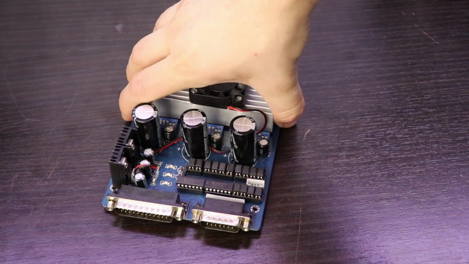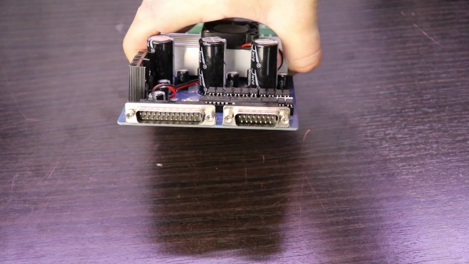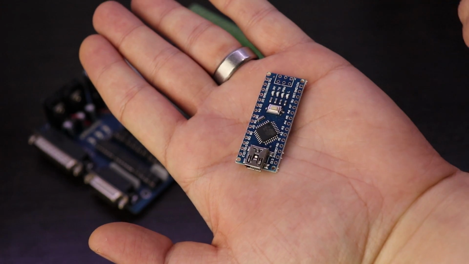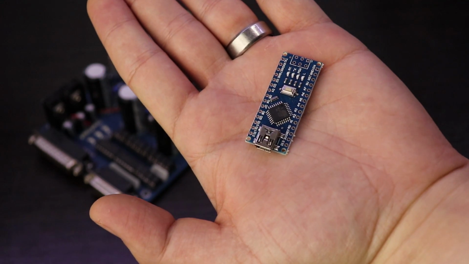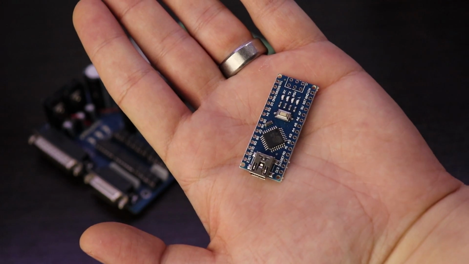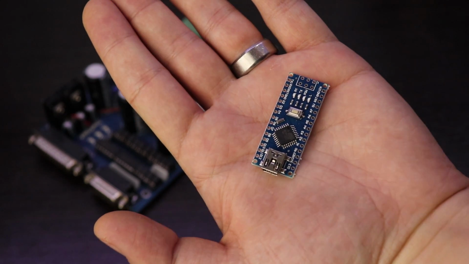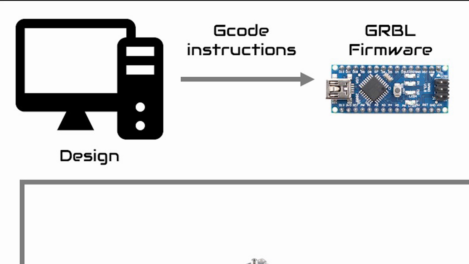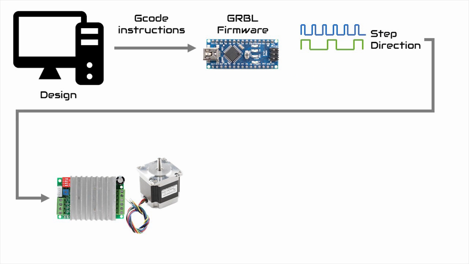In the past, it was common to use a computer with a parallel port to talk to the stepper motor drivers, but nowadays, microcontrollers with a UART connection are becoming more popular. For my CNC machine, I'm using an Arduino-compatible board running a special firmware called Gerbil. The G-code instructions are sent to the Arduino by a computer, and the Gerbil firmware interprets that G-code and sends the step pulses and direction signals to the stepper motor drivers.